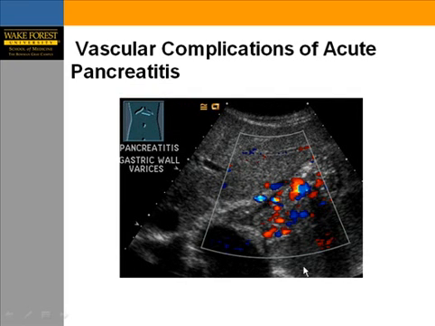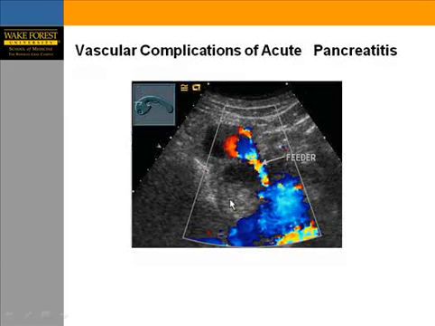This is another example of a patient with acute pancreatitis who has multiple short gastric varices. Look at the liver surface. The liver surface is smooth. There are no signs of cirrhosis. So this is a sign of isolated splenic vein thrombosis.